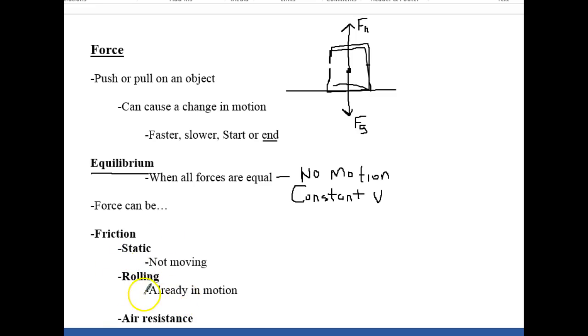And then rolling friction is when something is already in motion, and it is the interaction between the object and the surface that it is on.